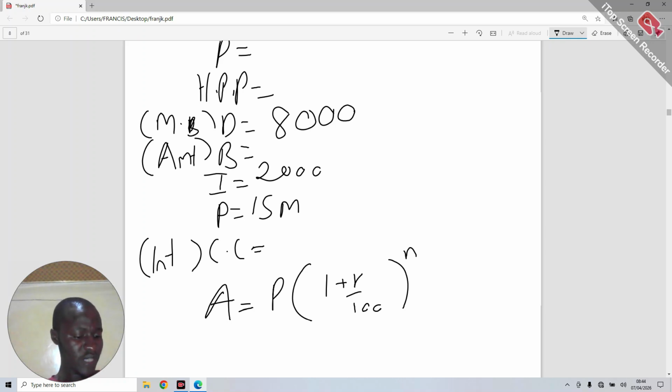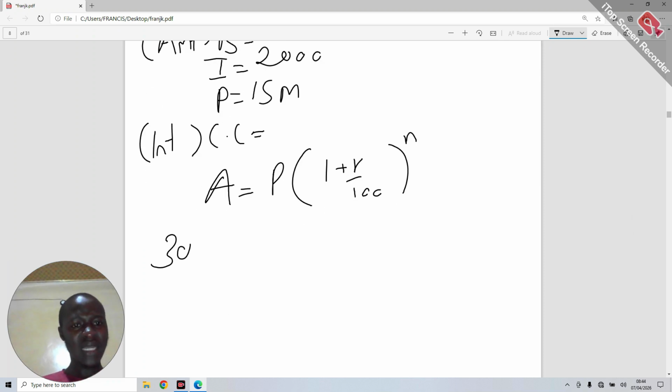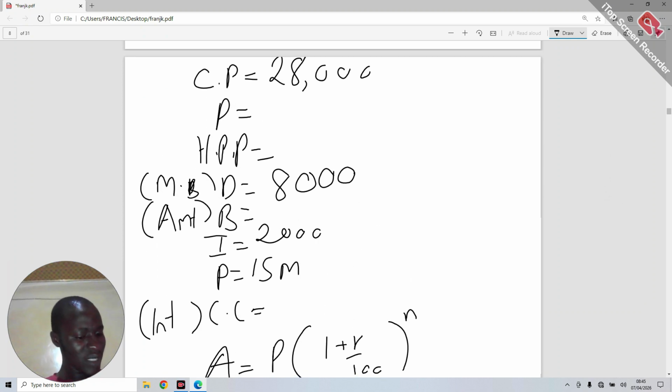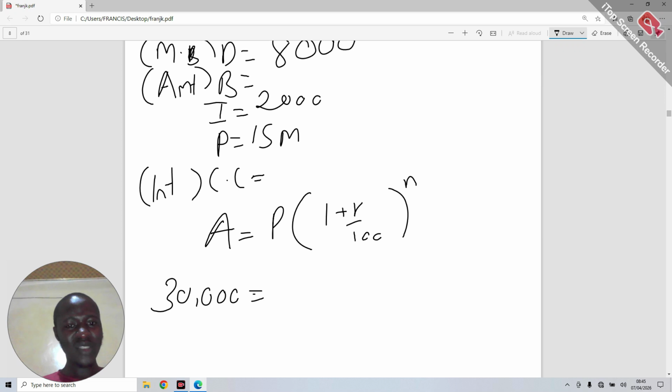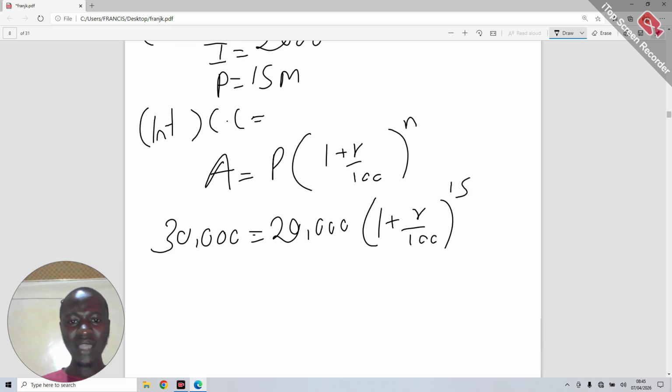If you take 15 times 2, you get 30. Then if you add those 3 zeros, that gives us 30,000, equal to principal. How do I get principal? CP minus D. If you take 28,000 minus 8,000, that is obviously 20,000. Look at how easy that question is. 20,000 equals 1 plus rate all over 100. Remember they want it per month, so that 15 is not affected. So we have power 15.